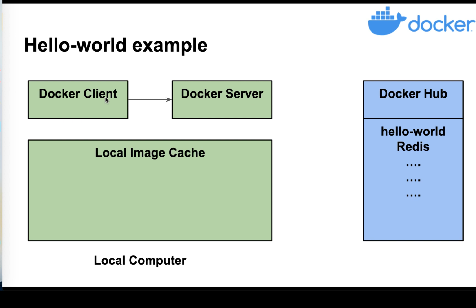Docker server. Now the Docker server looks at the image cache in the local computer. This image cache is, let's say if you have downloaded some Docker image before, then it gets stored in the local image cache. So it looks for the hello-world image, whether it is already there or not. It sees that it is not there, so it contacts Docker Hub, and Docker Hub certainly has this hello-world image. So it downloads the hello-world image, puts it in the local cache, and then it runs. So that's what really happened.